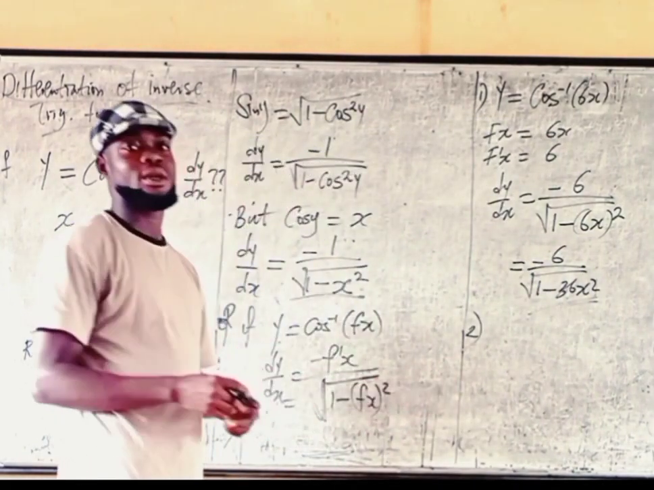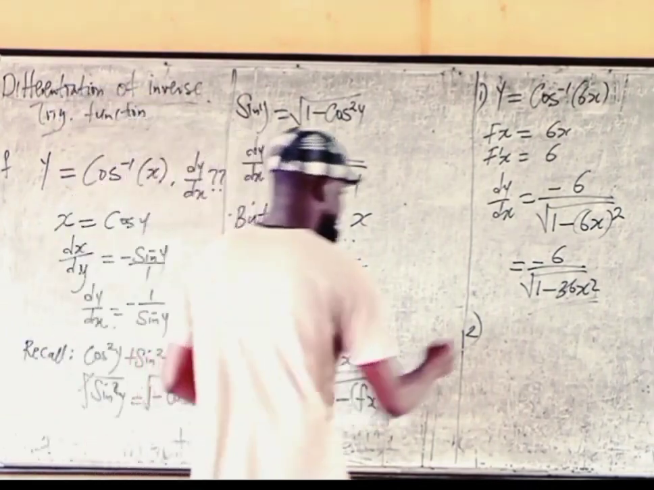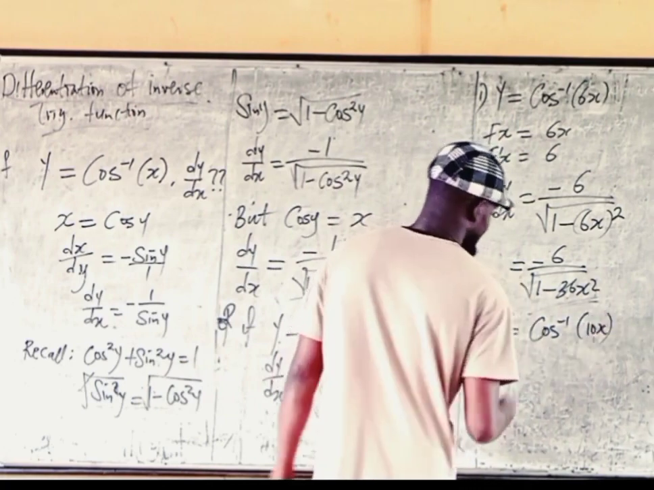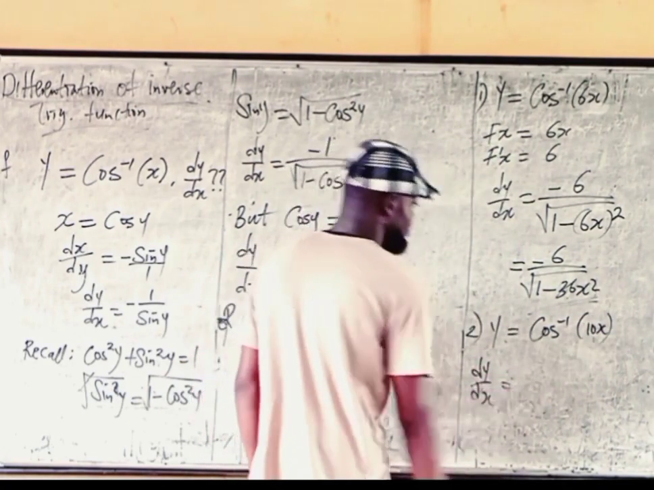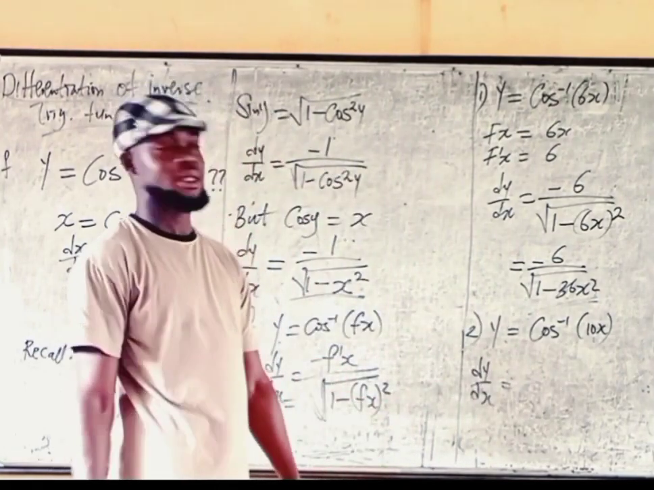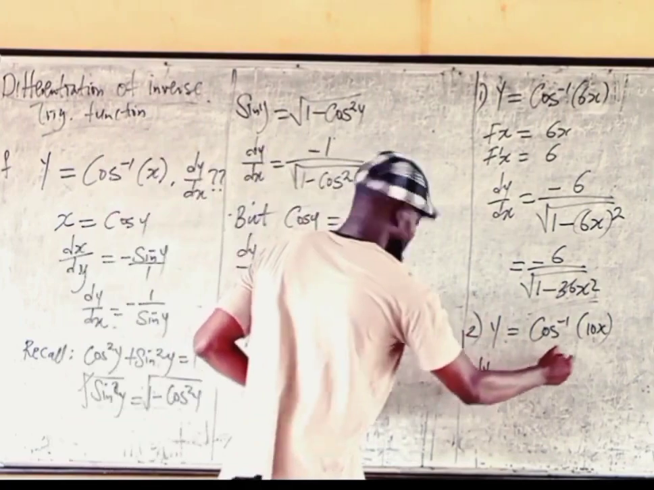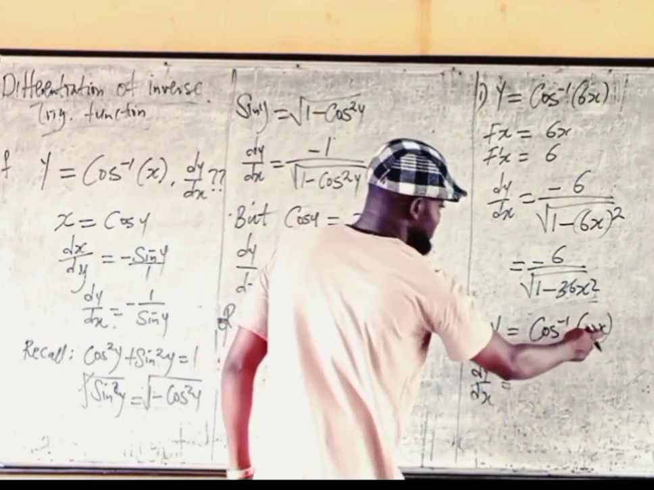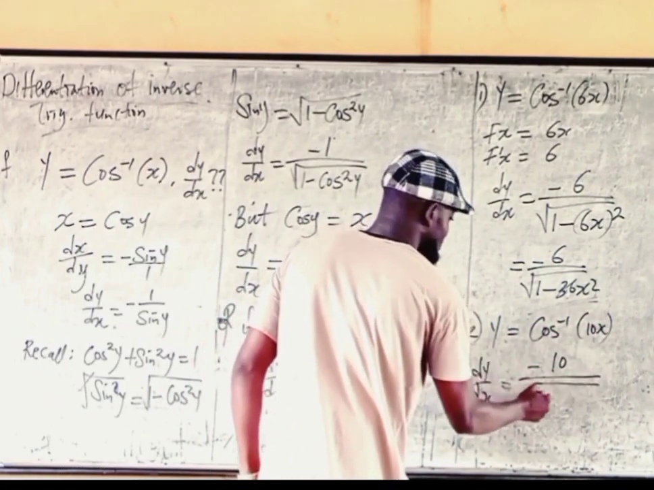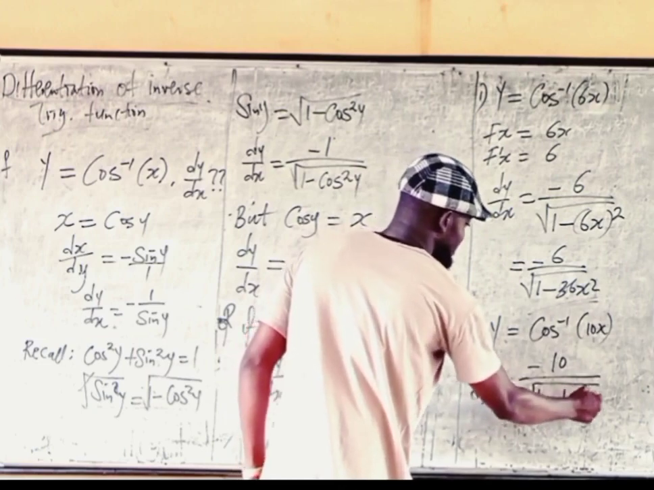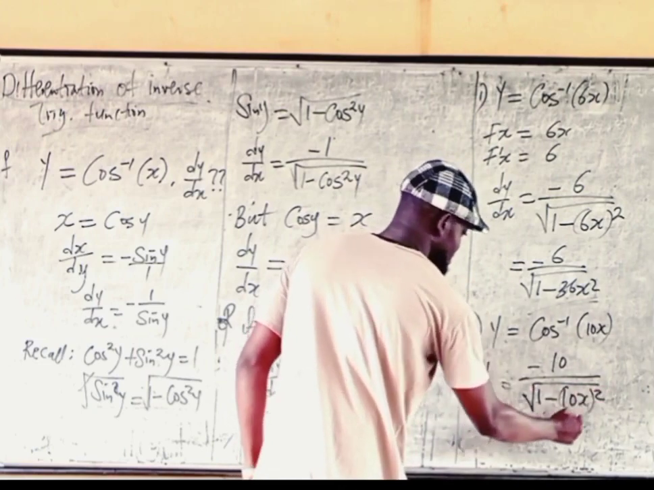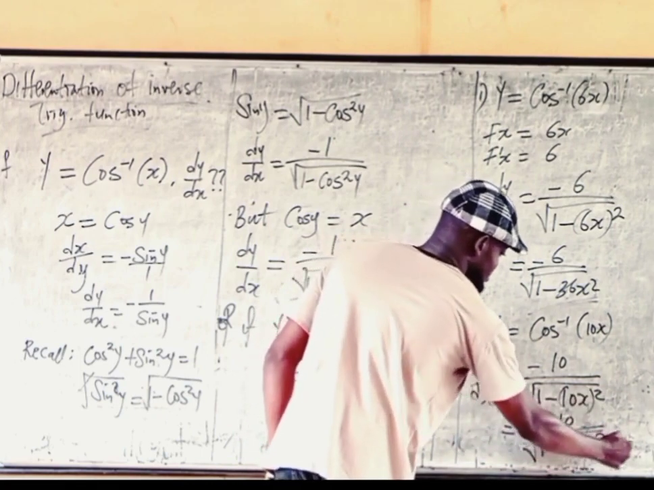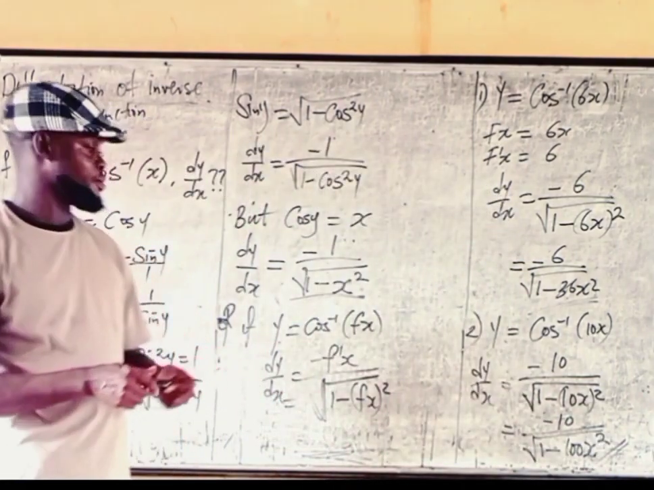Let's say number 2. I think we'll look at 2 examples here. So if y is equal to cos inverse of 10x, dy over dx will be equal to, what is our function of x here? Our function of x is 10x. So we have minus f prime of x, which means differentiating the function of x. So differentiate 10x, we have 10 over the square root of 1 minus 10x, then you square it. That will be minus 10 over the square root of 1 minus 100x squared. That will be the answer to that.